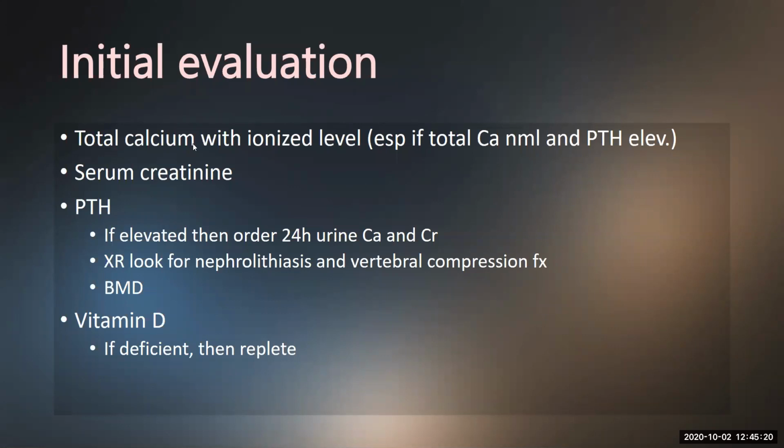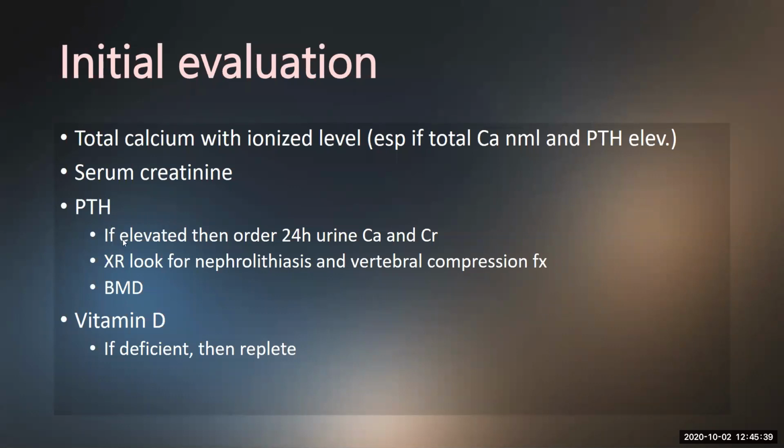So the initial evaluation when you see someone is to get a total calcium level, and you might get a free and an ionized. You're going to get a serum creatinine because you're looking for kidney dysfunction that can happen with these patients. And then obviously you're going to get the parathyroid hormone. So you're going to get these first, all right? Don't just get a shotgun workup. You get these levels first.